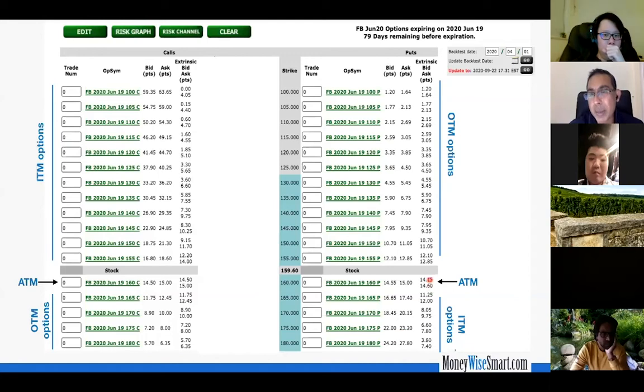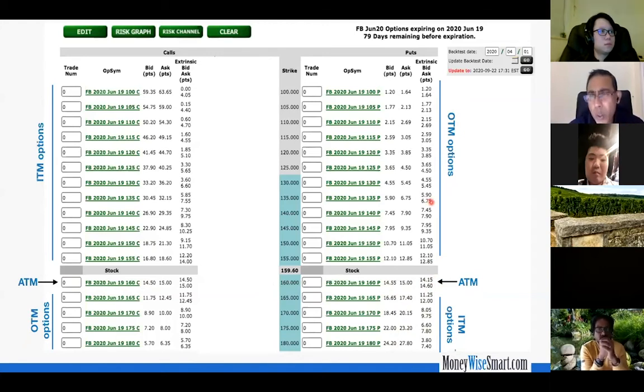And you can immediately make out, wherever the extrinsic value is lower than the option bid-ask spread, that means there you have intrinsic value. So in case of put options, all these are out of the money options. In case of call options, the higher strikes are out of the money options. And the strike which is nearest to the current share price, which is 160 strike, both for the call option as well as for the put option, these are called ATM or at the money option.